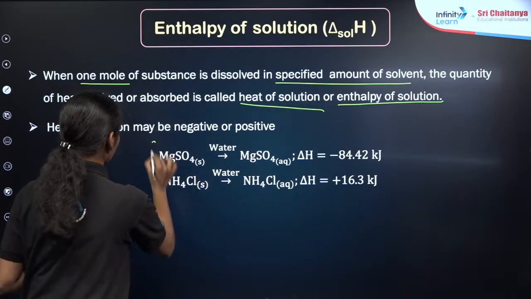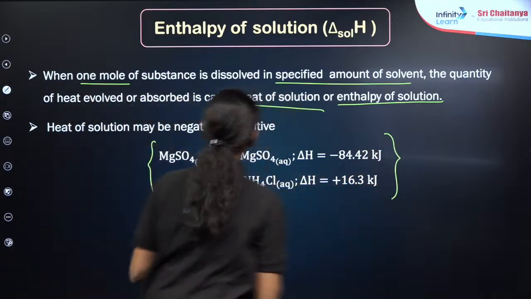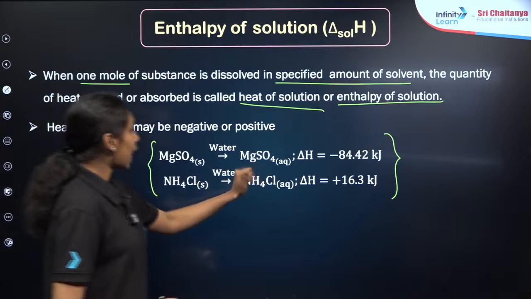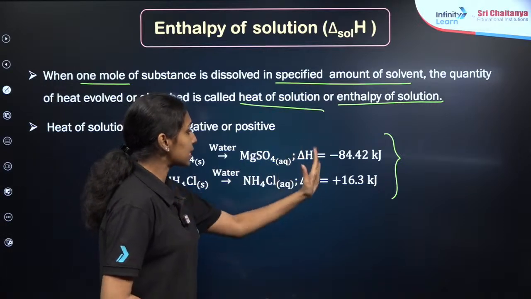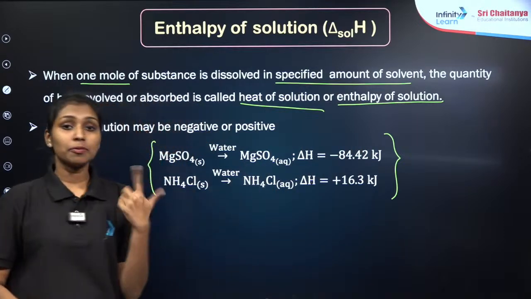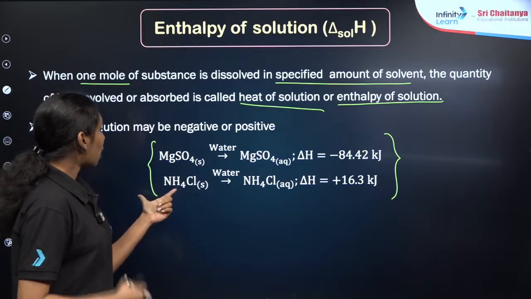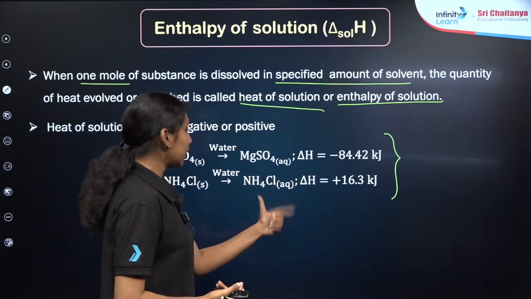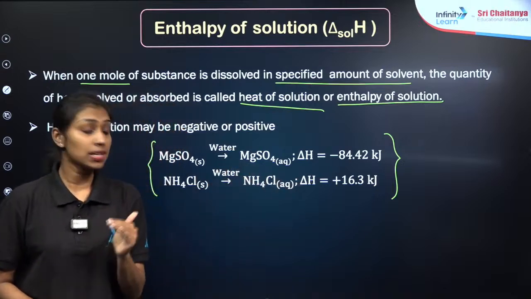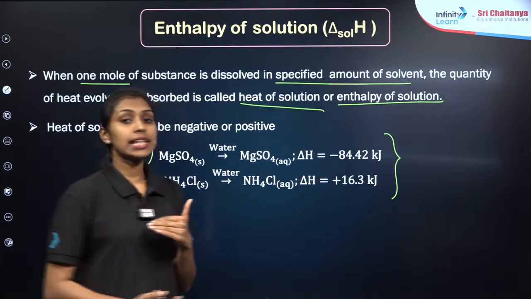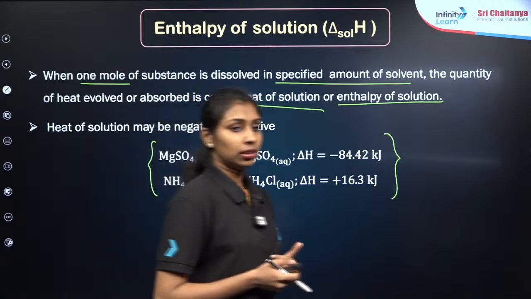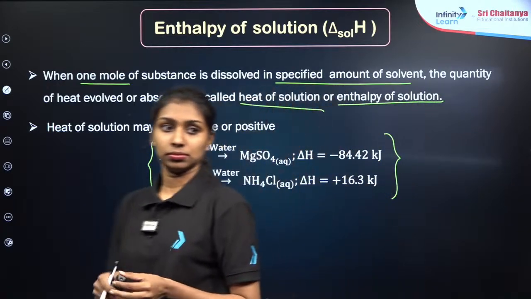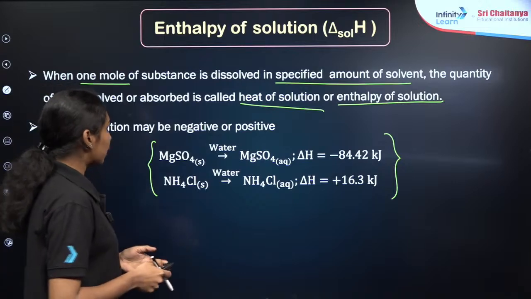For example, you can see here magnesium sulfate. Whenever it dissolves in water, it forms its aqueous form with a delta H value of minus 84.42 kilojoules because it is exothermic. Then for ammonium chloride, dissolution in water forms aqueous ammonium chloride with a delta H value of plus 16.3 kilojoules, which means it is endothermic. Are you getting my point?